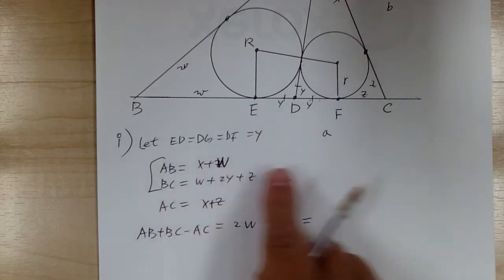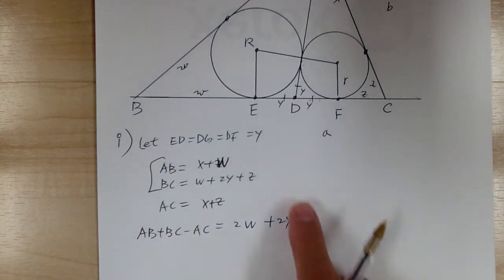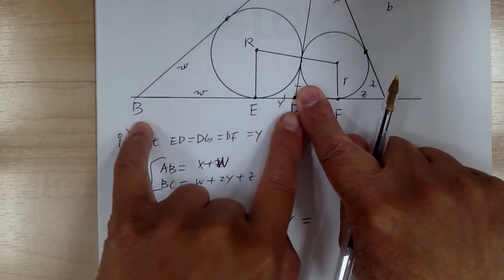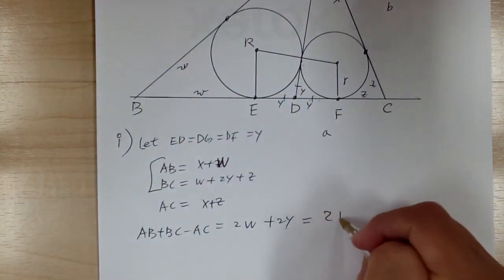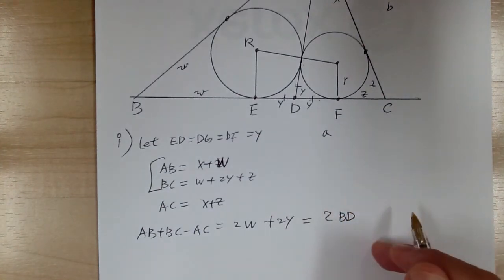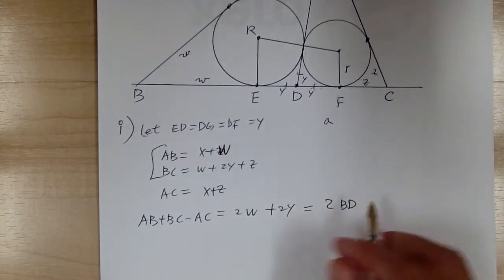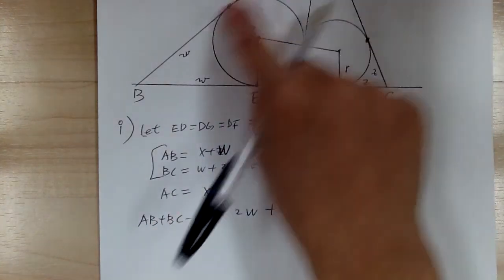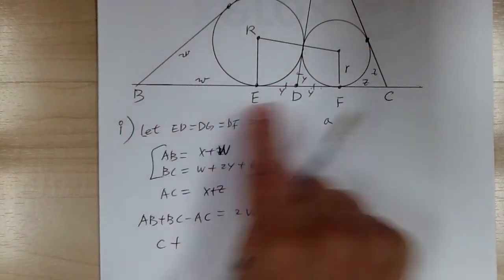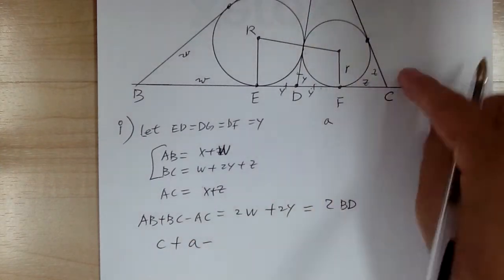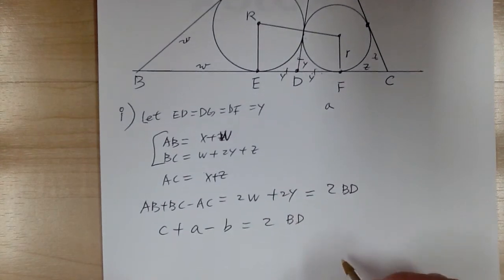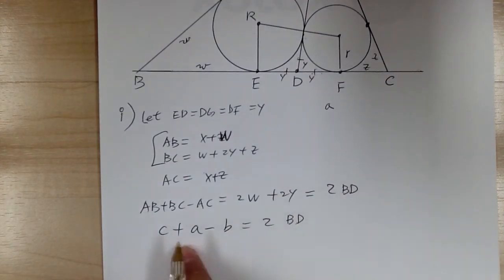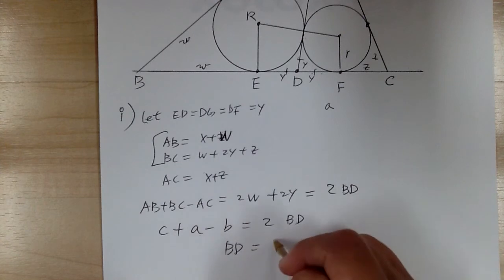Now if you look at WY, that's BD. So 2W plus 2Y will equal 2 times BD. And so we're going to substitute this back. So AB is equal to C, BC is A, AC is B, and this will equal 2BD. I'm going to divide both sides by 2, so BD equals C plus A minus B over 2.